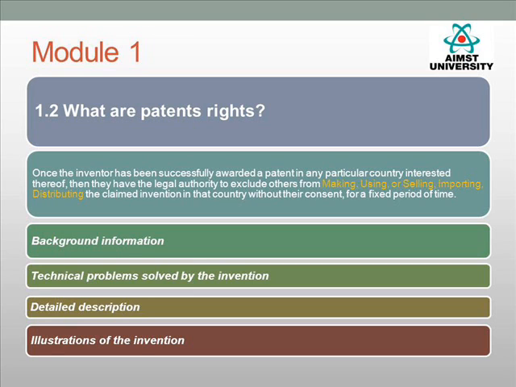In this way, inventors can prevent third parties from benefiting from their IP, and ultimately from sharing in the benefit of the invention, without their permission. In return for these ownership rights, the applicant must make public the complete details of the patented invention.